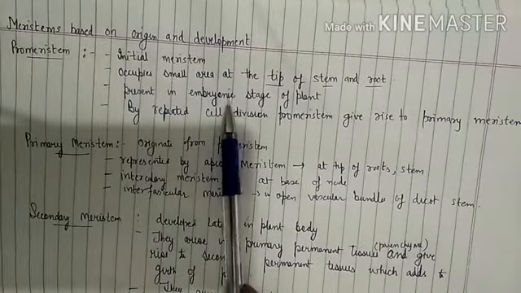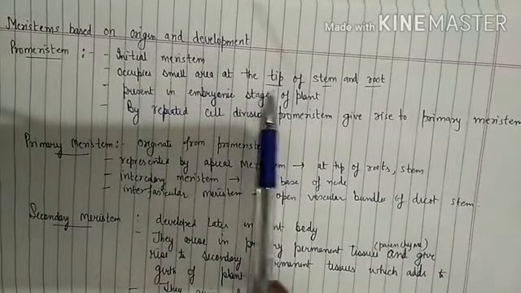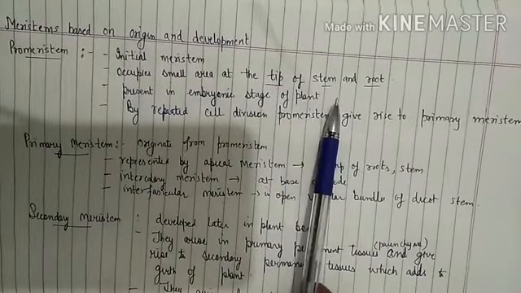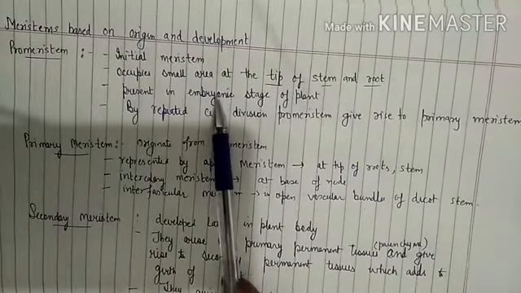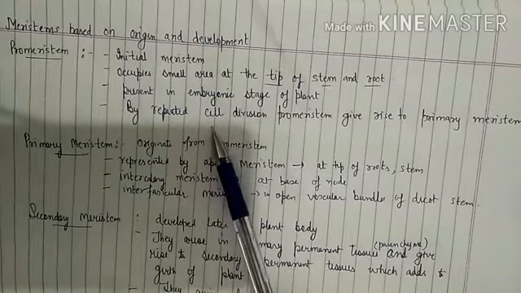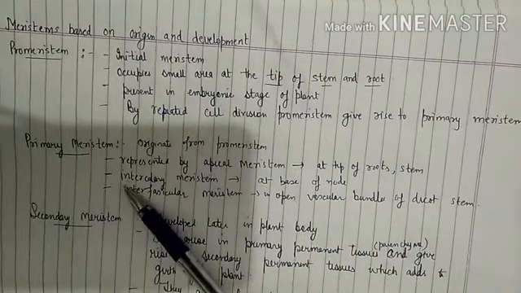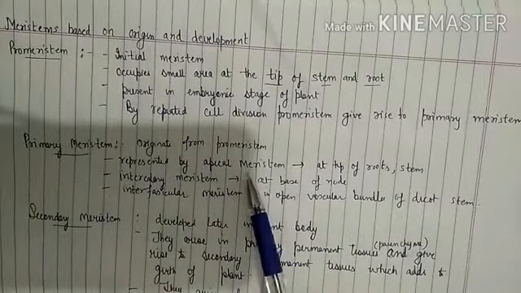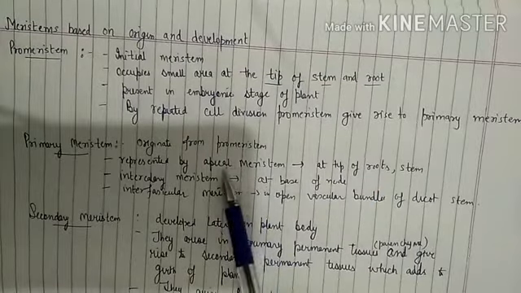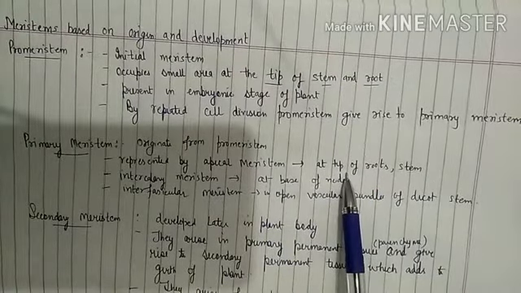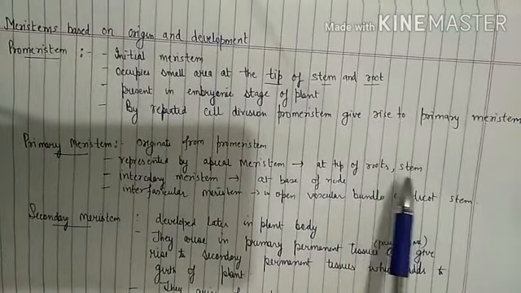is present in the embryonic stage of plant and it occupies a small area at the tip of stem and root also, and this gives rise to primary meristem. Then primary meristem, according to the position, it is represented by apical meristem. It is if it is present at the tip of root or stem.